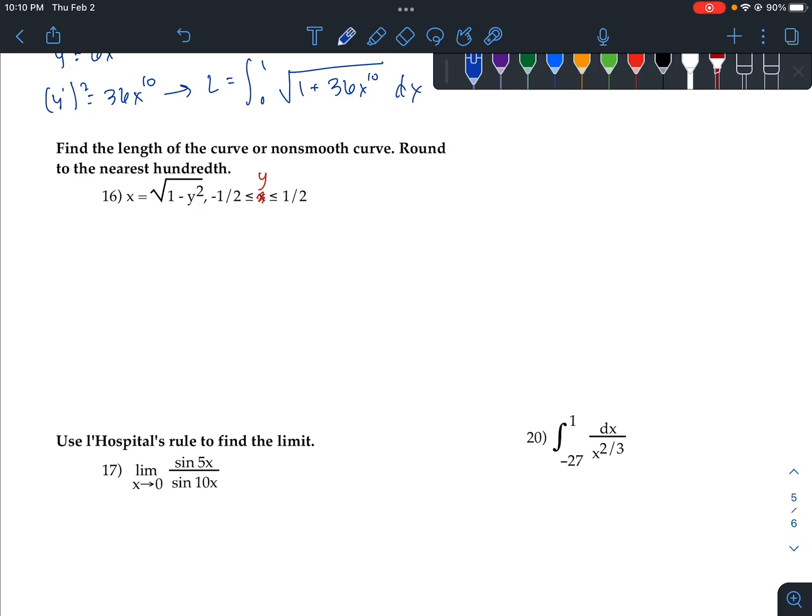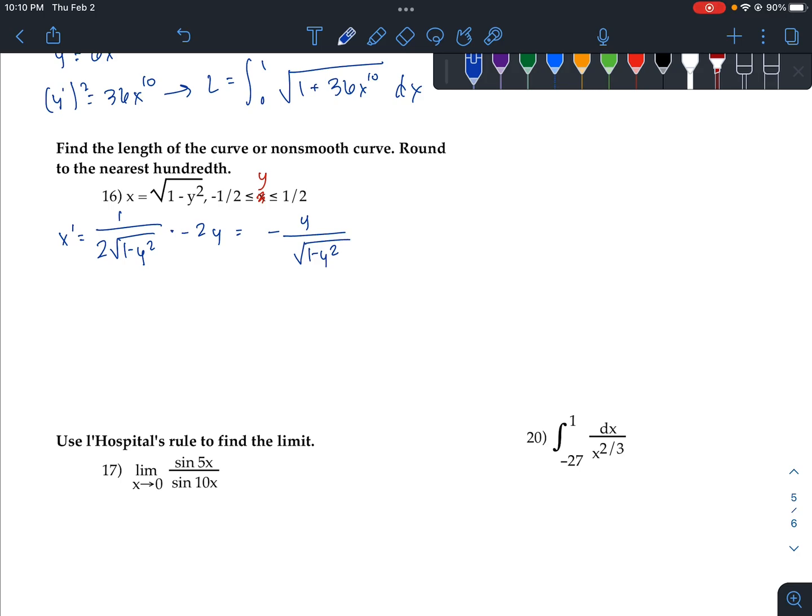Okay, so we need x prime. So x prime is going to be equal to 1 over 2 times the square root of 1 minus y squared, multiplied by the derivative of the inside, which would be negative 2y. So x prime is going to be equal to negative y divided by the square root of 1 minus y squared.